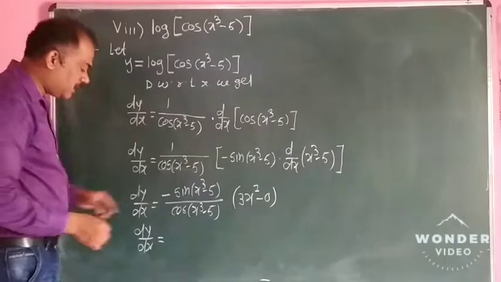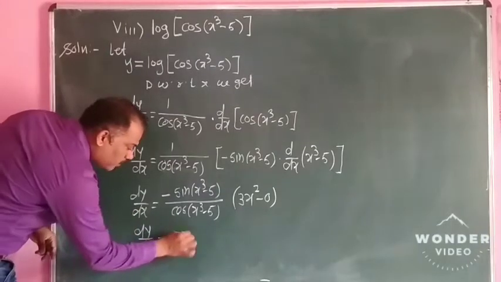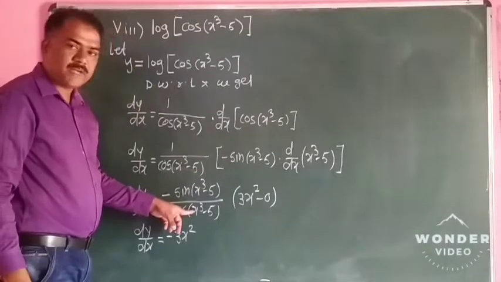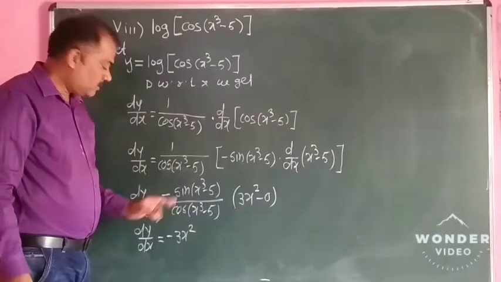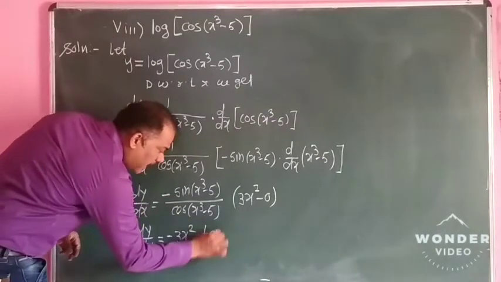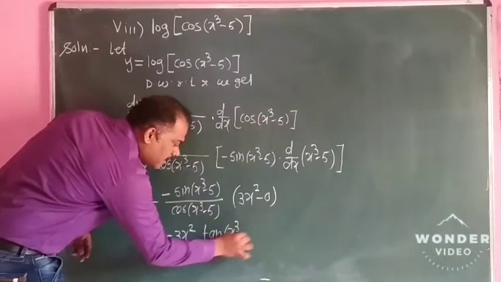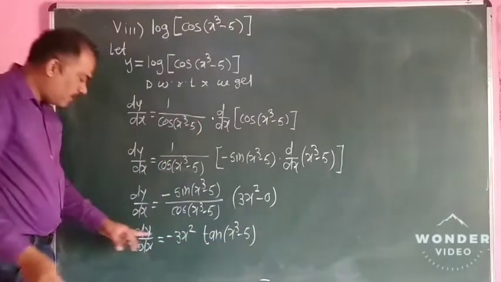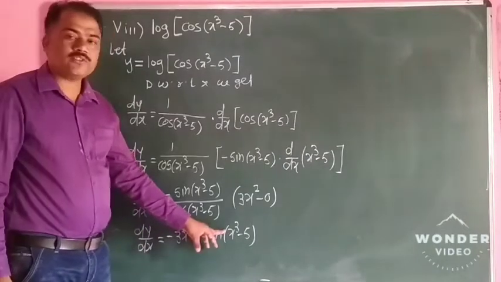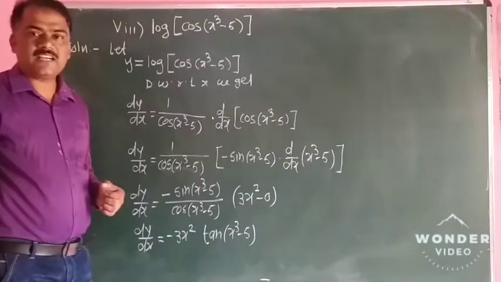Into this minus, that is minus 3x square into sin of x cube minus 5 divided by cos of x cube minus 5. Angle is same. We know that sin upon cos is nothing but tan, so tan of x cube minus 5. That is dy by dx is equal to minus 3x square into tan of x cube minus 5, which is the required answer.